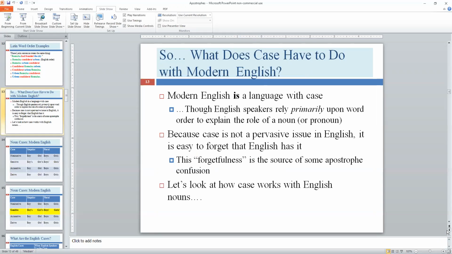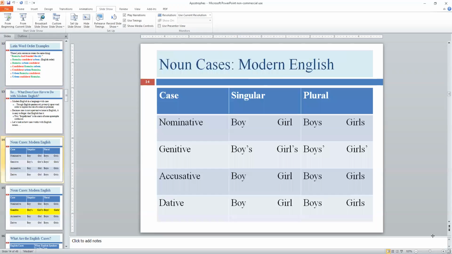I think one of the reasons that this can be confusing for us is that while we have case, it's not as pervasive as it is with German or with Latin. And so we don't use it all the time, and therefore it's hard for us sometimes to remember when to use it and when not to use it. So let's look for a second at some of these issues.